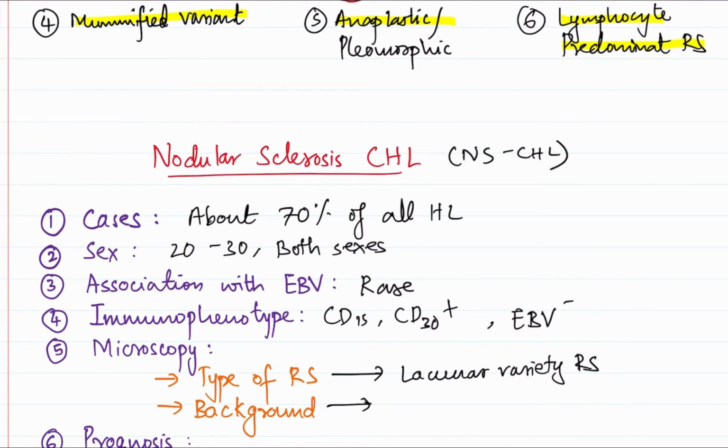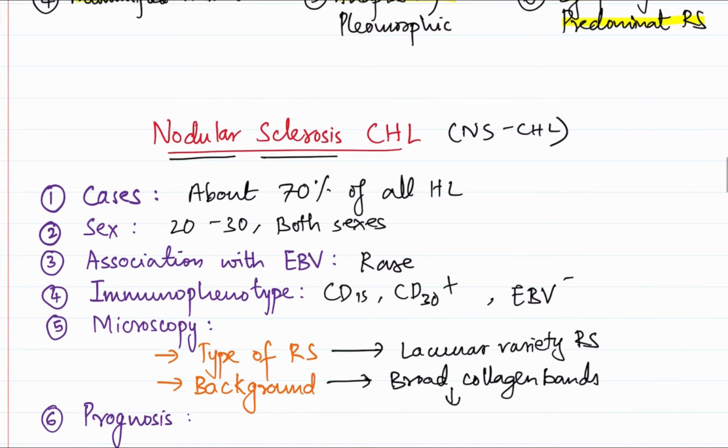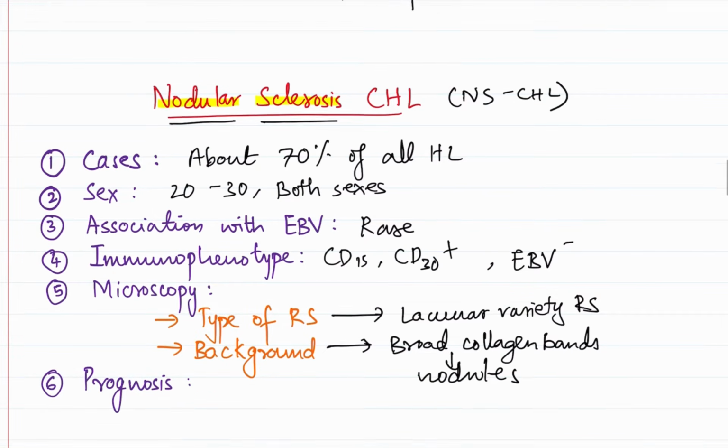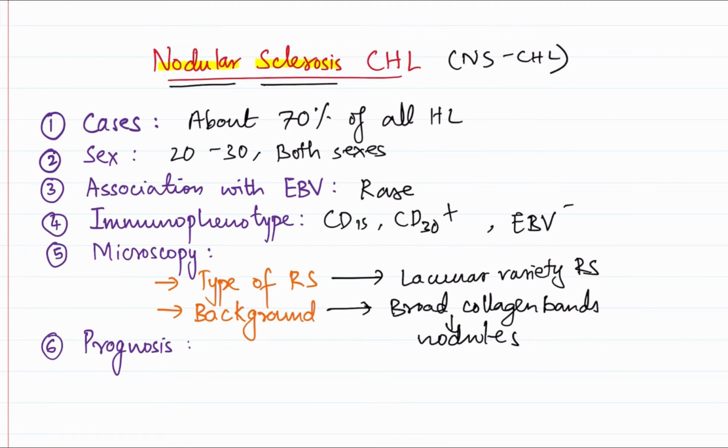And then about the background. We have said that there are reactive white cells present, right? Now the background actually consists of two terms, and that is how we get the definition. That is nodules and sclerosis. Sclerosis usually means collagen, right? So there will be broad collagen bands that will divide the structure into nodules. So that is how we get the term nodular sclerosis. And the prognosis is excellent. It has an excellent prognosis.